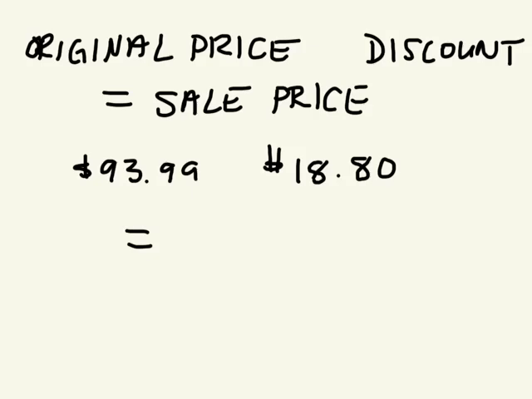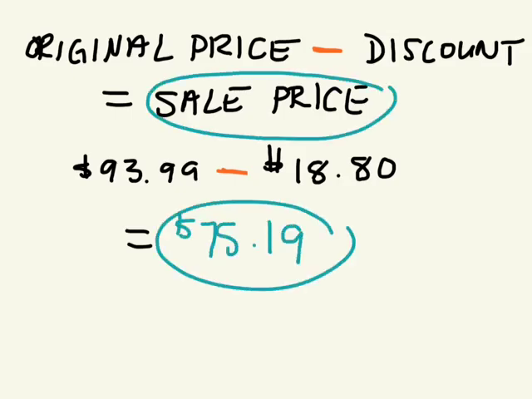I want to know, what's it on sale for? How much am I going to actually pay for this item before tax? What am I going to do with the original price and the discount? What's the formula that we're going to come up with here? Subtract. Okay, obviously we're subtracting because a discount means they're taking off money for you. You're saving money. $75.19. That is our new sale price. So originally it costs $93.99, and now, because of the discount, it's on sale for $75.19.